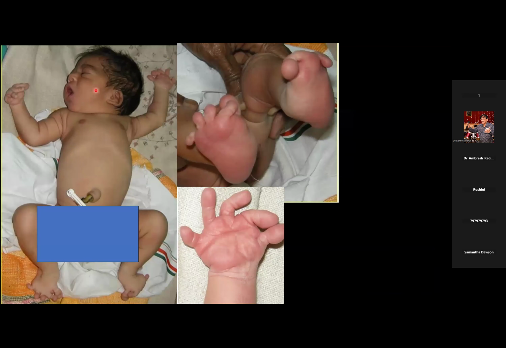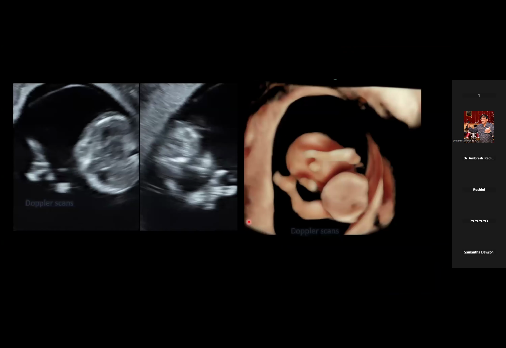So this is the post-delivery photographs of the fetus showing oligodactyly in this lower limb and disorganized toes in this foot, and short floppy fingers on both the upper limbs. So next number abnormality is ectrodactyly.